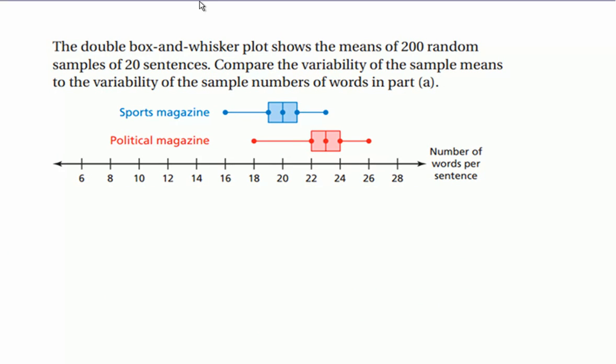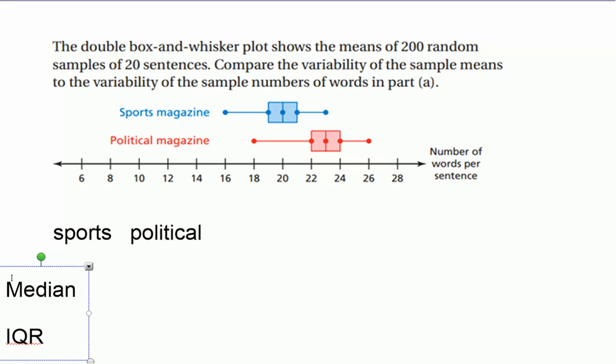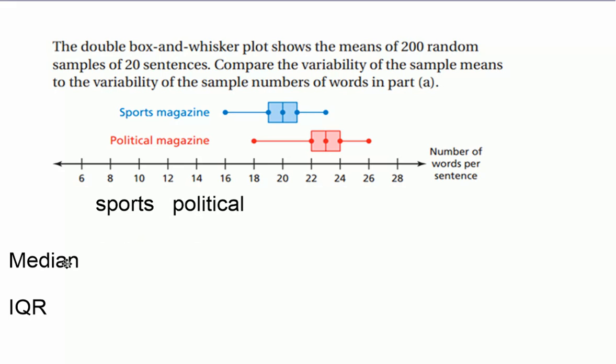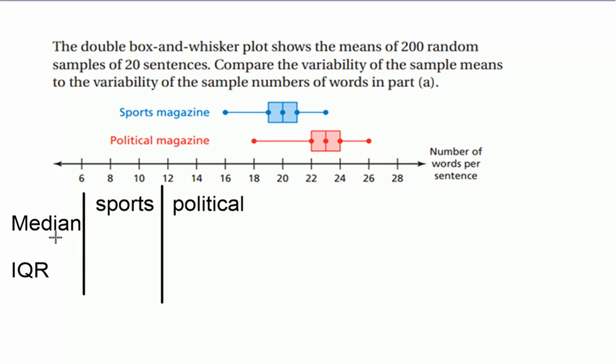The same thing I want to do with the last one. So I'm going to do sports on this one and political. And then I'm going to have median, and I'm going to have IQR. So that way you can keep yourself a little bit organized when you're writing down your data. Here we go. So you got your 4 spots, and then room for your sentence.